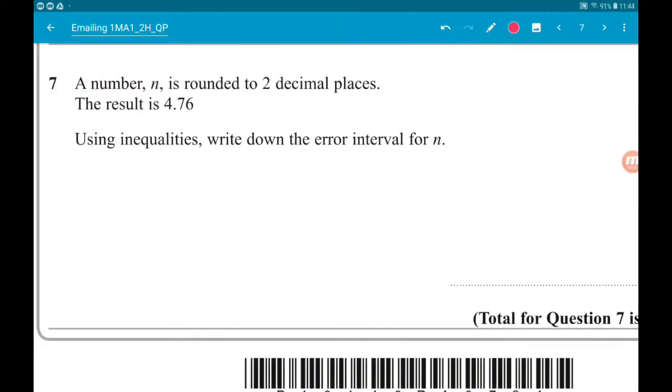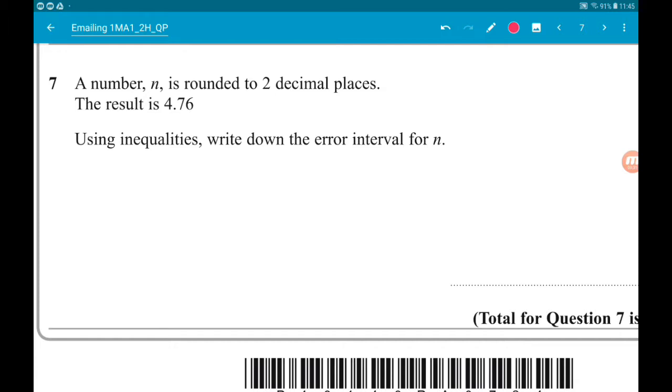Okay, number 7. So this is the final question that was also on the foundation paper, so the real fun is about to start. A number n is rounded to 2 decimal places, and the result is 4.76. Using inequalities, write down the error interval for n.